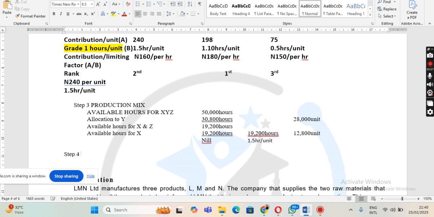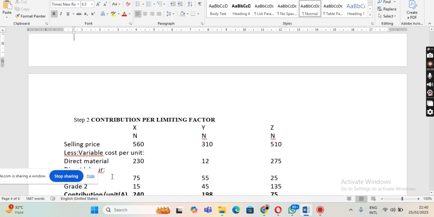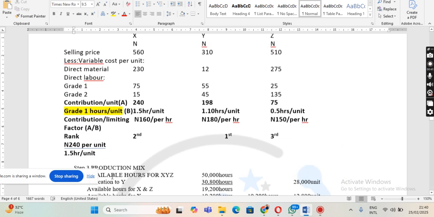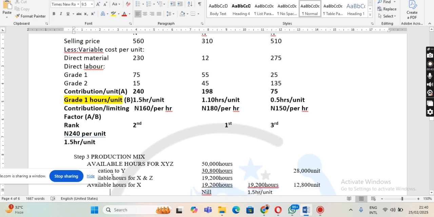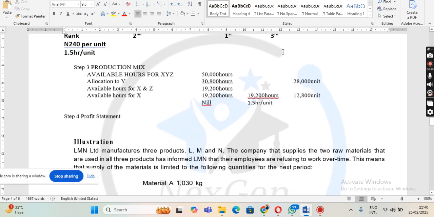So for profit statements, don't forget that we will not produce product Z. Product Z will not be available because we are not producing anything. They don't have the capacity. Product X and product Y.